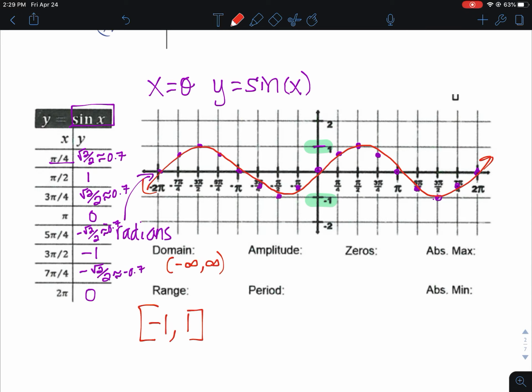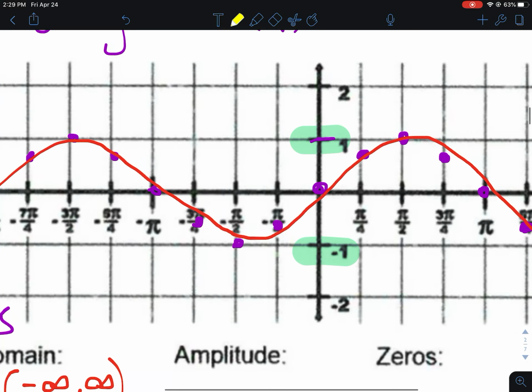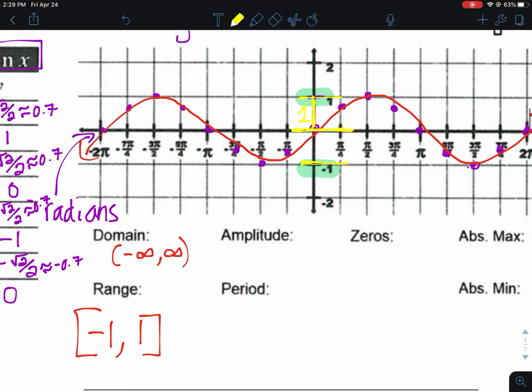Amplitude is another new word that we're going to talk about. The amplitude of a trigonometric function is the distance from the center of your function, let me get a different color here, so the middle of our function, which falls at 0, to the highest or the lowest point. So it's the distance from the center to the top or the center to the bottom, and that should be the same distance. In our case, that distance is 1. So our amplitude is 1. Can you see that in yellow?